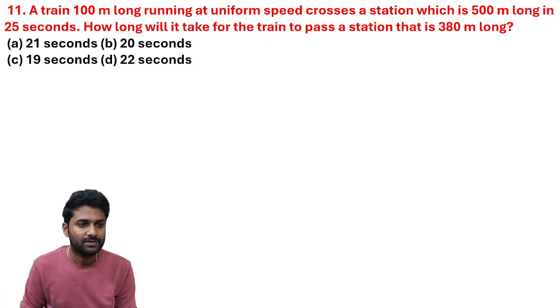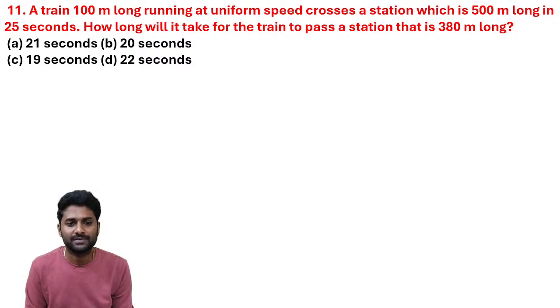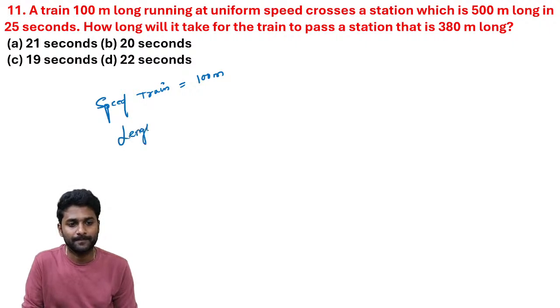Now see this question. A train 100 meters long, running at a certain speed, crosses a station which is 500 meters long in 25 seconds. Now here the data says that the speed of the train, and the length of the platform is 400 meters. So it takes only 25 seconds.